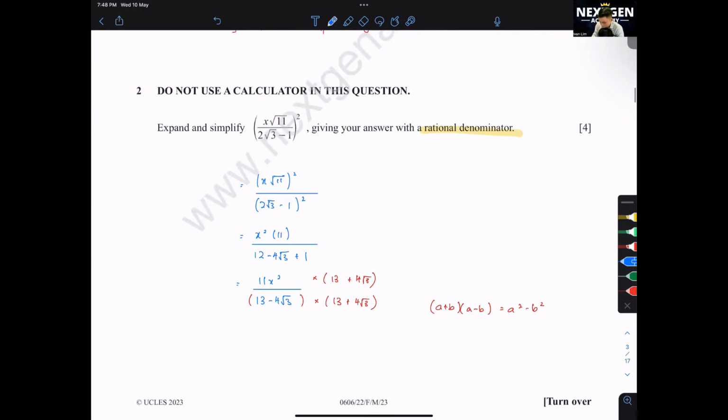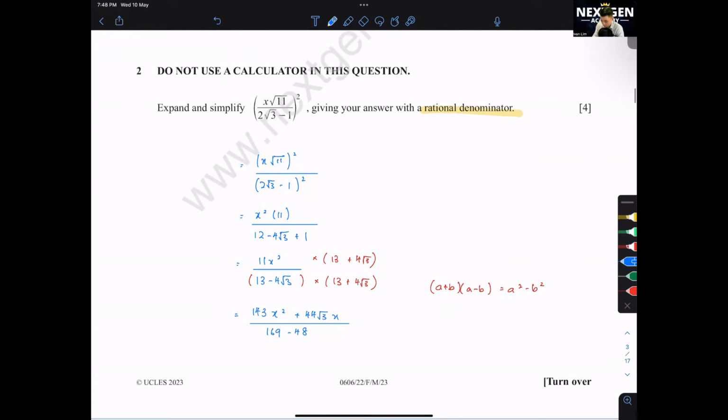Next, we multiply at the numerator, you get 143x squared, and here you get 44√3 x, over 169 minus 48. Okay, we simplify the denominator, so 143x squared plus 44√3 x squared over 121. This is how we get our 4 marks over here.